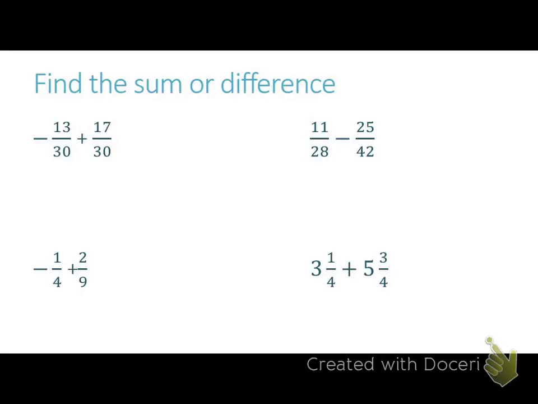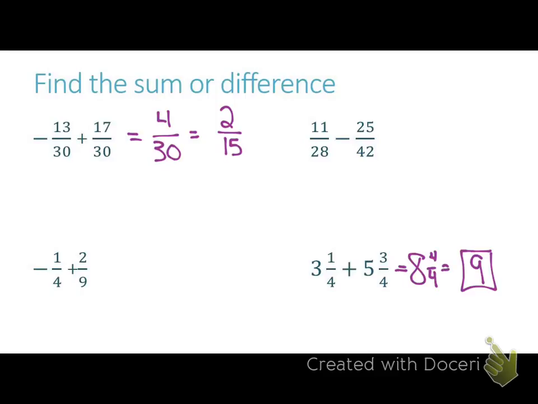All right, so negative 13 plus 17 is what? What's negative 13 plus 17? 4. 4 over 30, and reduce it: 2 over 15. All right, now I'm going to go down and solve the bottom right one because that one has an LCD too. 3 plus 5 is 8. 1 plus 3 is 4. It's just 9.